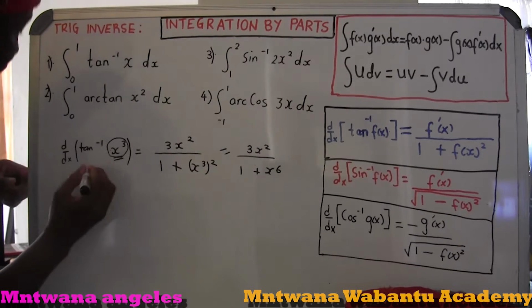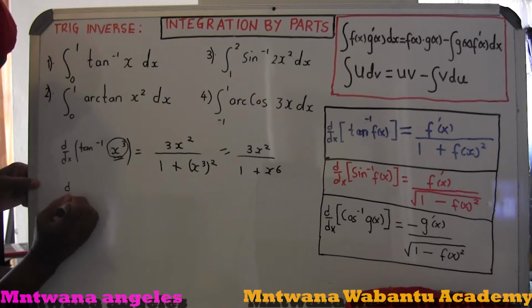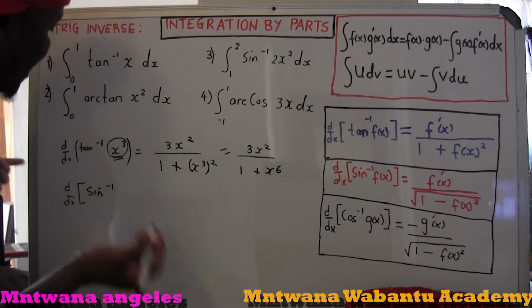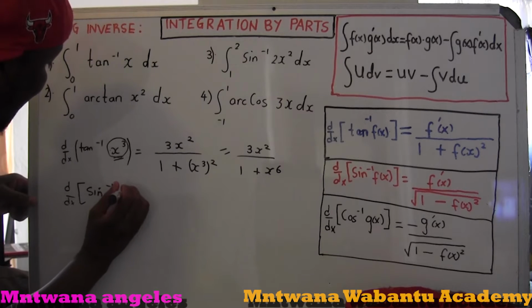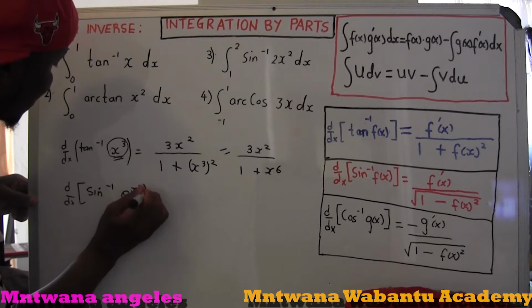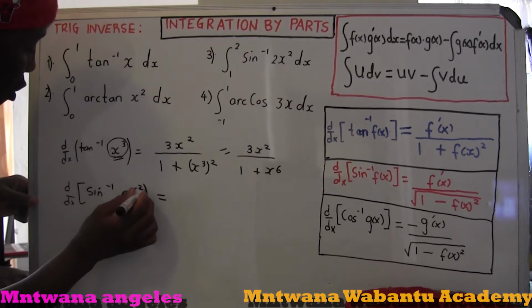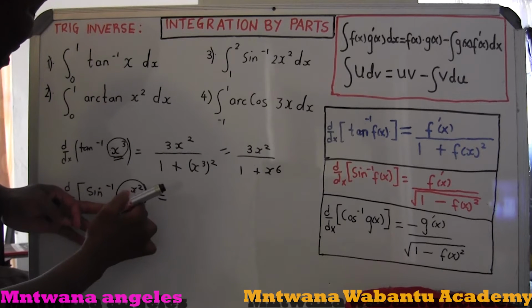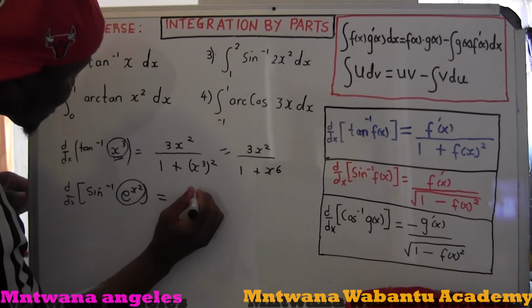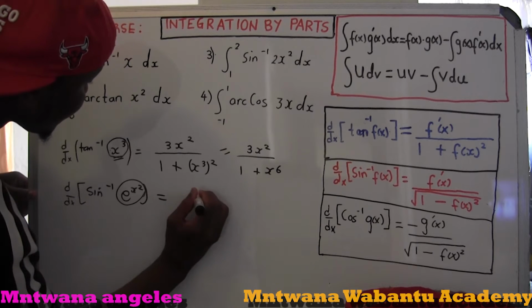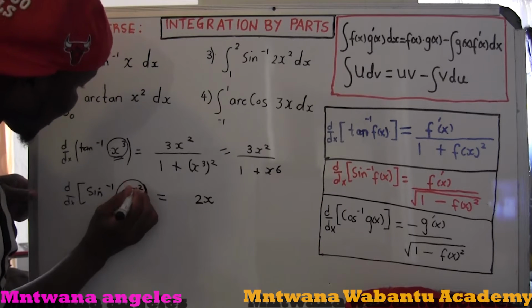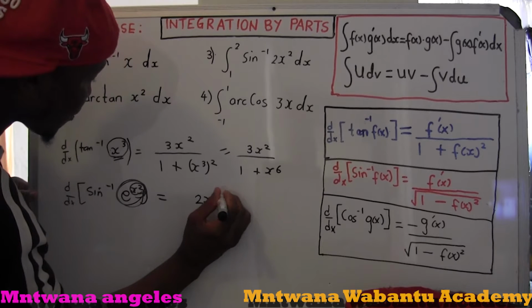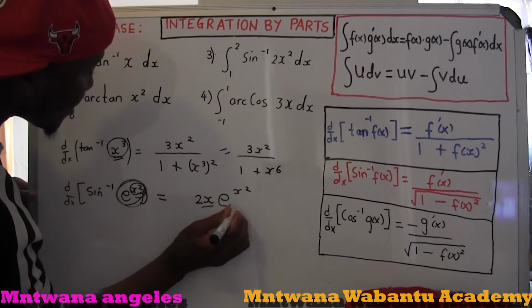It's the same with sine. If somebody gives you, let's say, differentiate sine inverse of the function e to the x squared, you differentiate the function which is in there. When you differentiate it, it gives 2x, and then write e to the x squared exactly as it is.